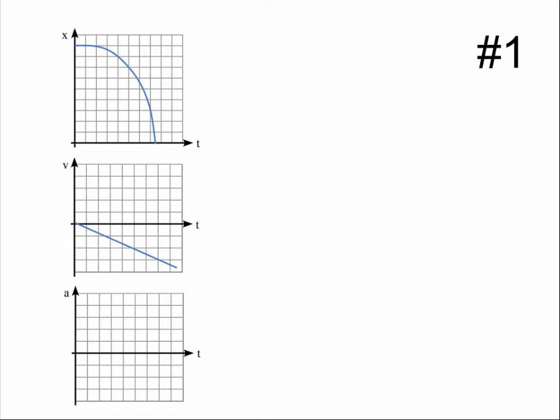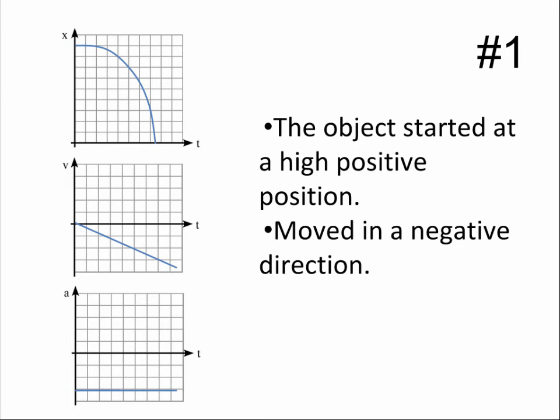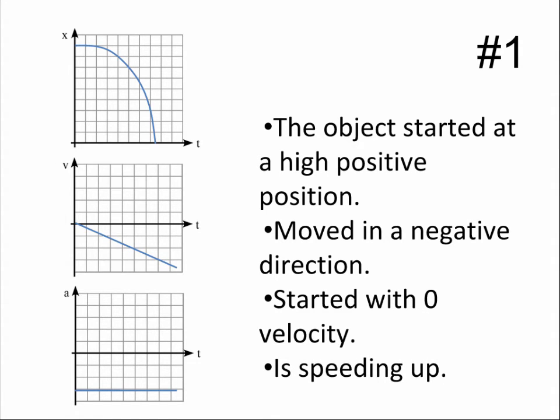Now we're going to do the AT graph. So on our list, the VT, the starting velocity was 0. Well, the VT graph has a slope that is negative. It's going down, and so we will draw a negative slope for the AT graph. So let's look at our description. The object started at a high positive position. It moved in a negative direction. It had a starting velocity of 0, and notice that the VT graph and the AT graph are both in the bottom section, so this object is speeding up.